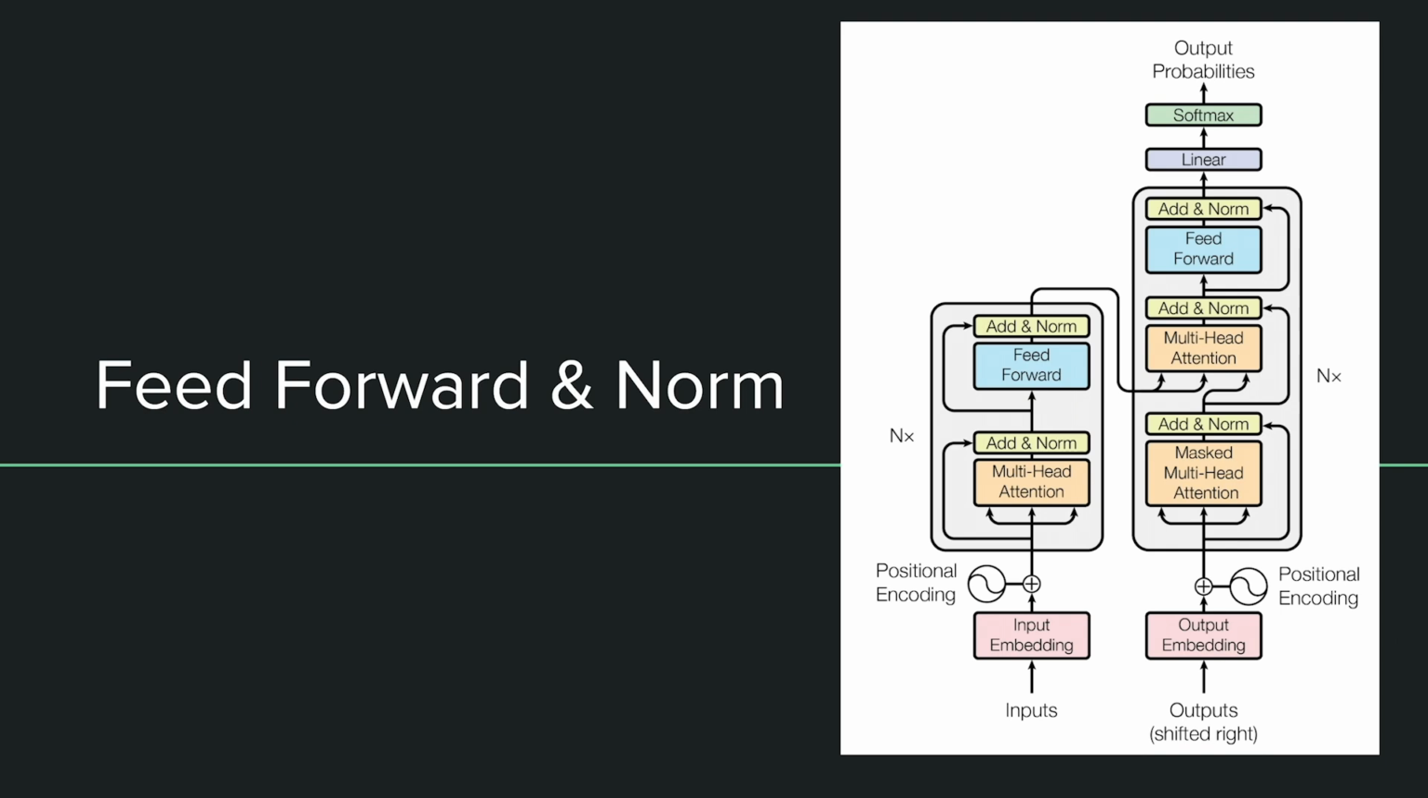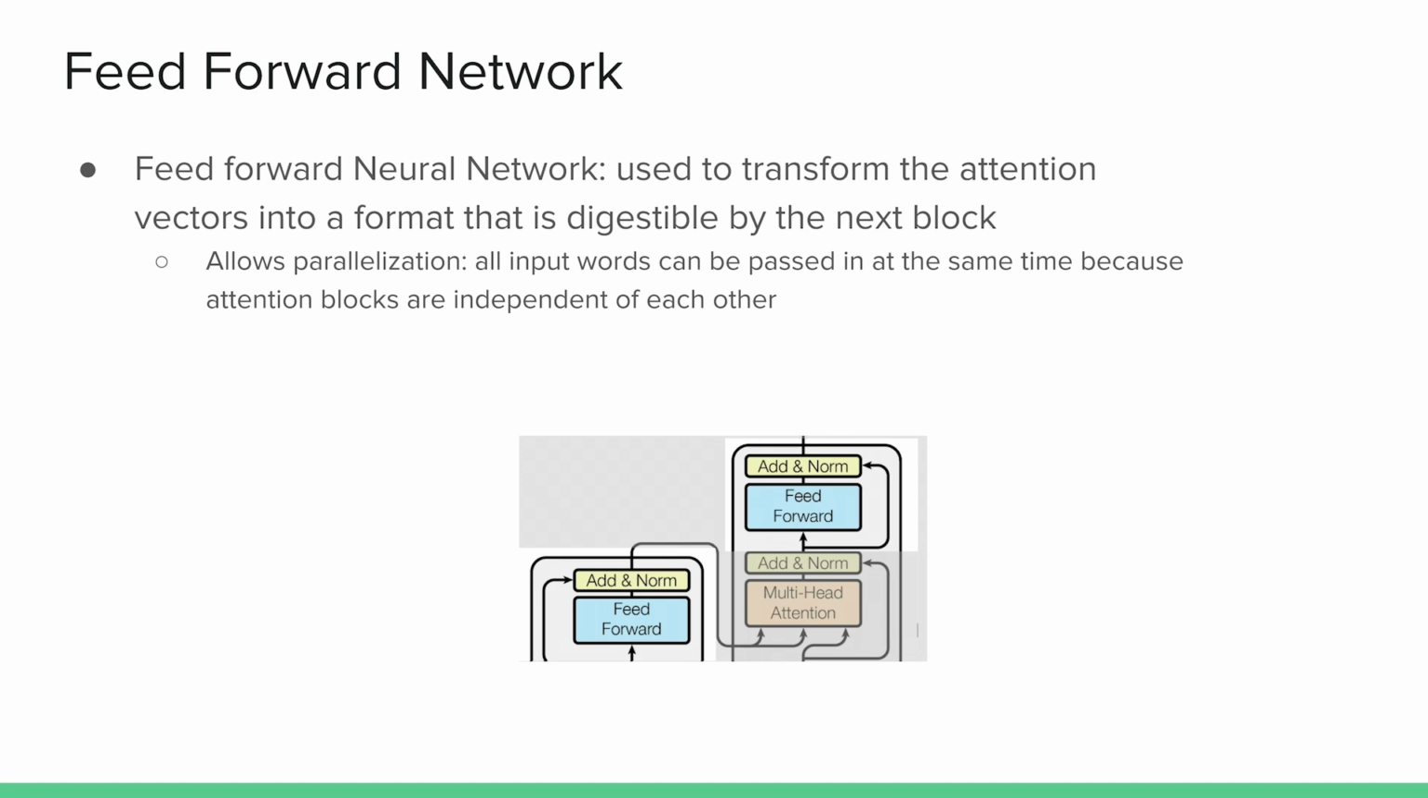There are a few more blocks here, but basically we already have the full model. So we also have 2 feed-forward and normalization blocks here. What they're doing is basically transforming the output of the attention to a vector format that is digestible by the next block. And this allows parallelization because all input words can be passed in at the same time, because now these attention blocks are independent of each other. So these are just additional blocks that we put in place here to be able to process this in a better way and to extract maybe additional information along the way.